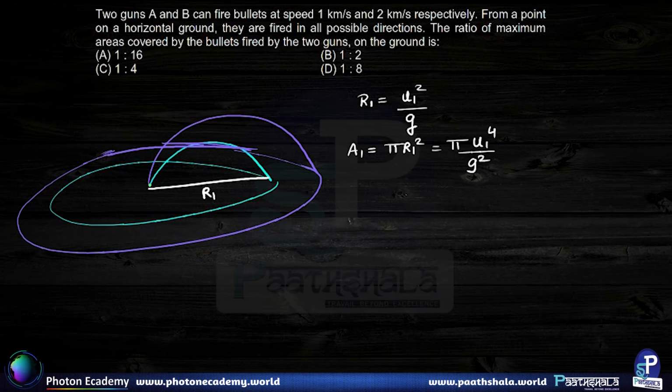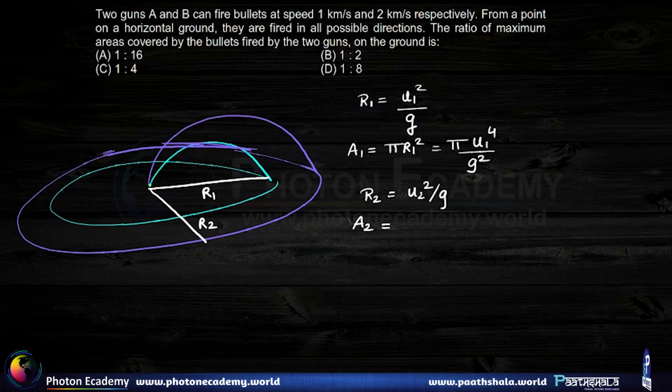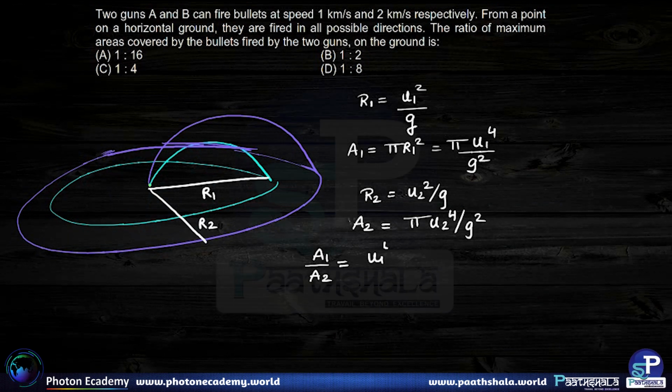Similarly, R2 is equal to u2 square upon g, and A2, the area that is being covered because of R2, is equal to pi u2 raised to 4 upon g square. So if we now take the ratios, we get A1 upon A2 to be equal to u1 raised to 4 upon u2 raised to 4.